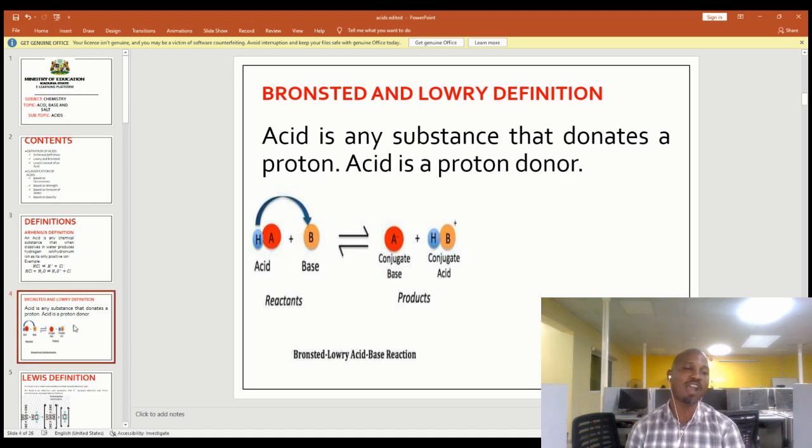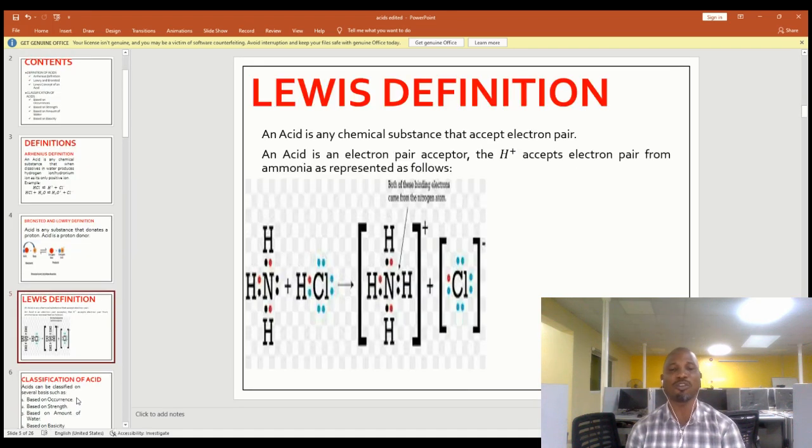Now, apart from Lowry, we have what we call the Lewis concept of an acid. Yes, the Lewis concept of an acid. So Lewis defined an acid as an electron pair acceptor. In other words, any substance that accepts electron pairs, and that is exhibited by the ammonium ion.